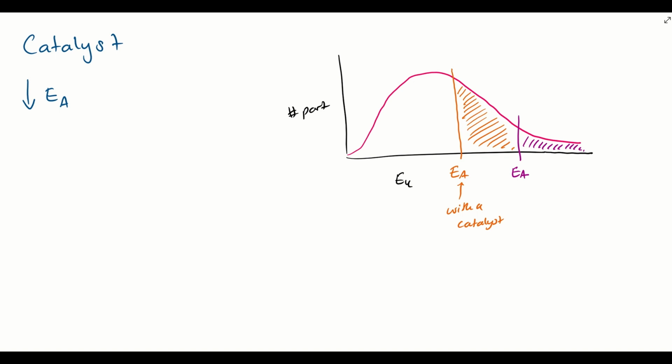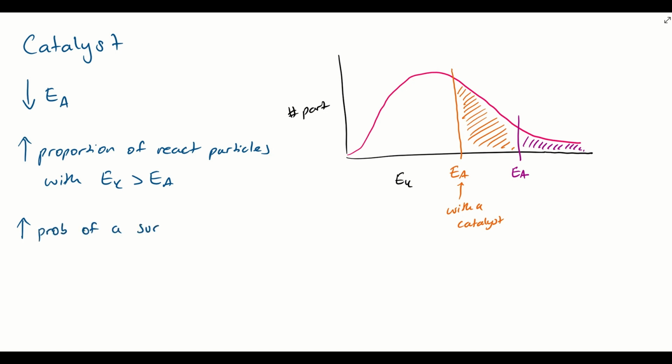So if we lower the activation energy, we increase the proportion of reactant particles with kinetic energy bigger than the activation energy. This therefore increases the probability of a successful collision, which increases the number of successful collisions. And hence, will increase the reaction rate. Okay, so that's looking at a catalyst.